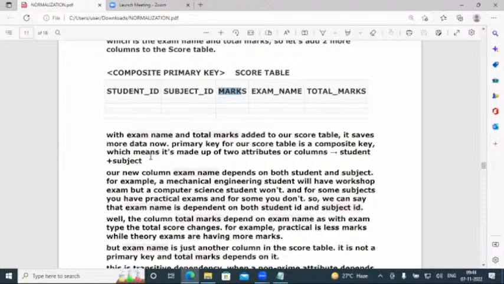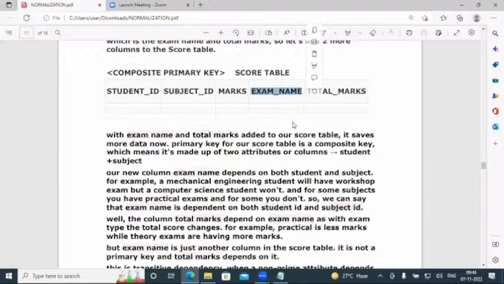It is a full dependency. Total marks does not depend on student and subject. Keep that aside. Based on either the marks column or the examination column, you can take total marks. So the marks column also does not depend on total marks, because total marks will depend on examination name.